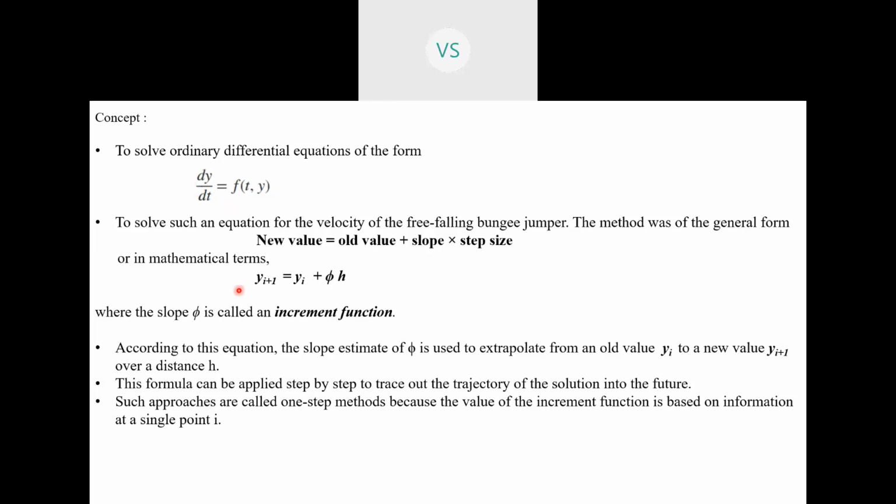So we have seen this equation. This is a general equation. When we were solving the bungee jumper problem, we came across this equation: yi plus 1 is equal to yi plus phi h, where phi is nothing but the increment function. It is also known as slope.